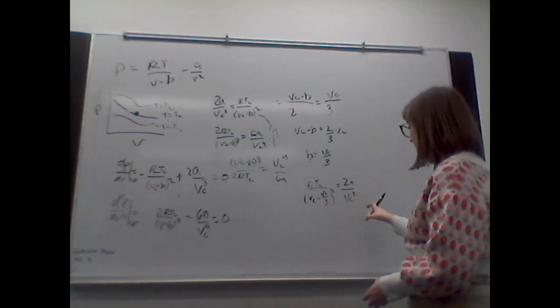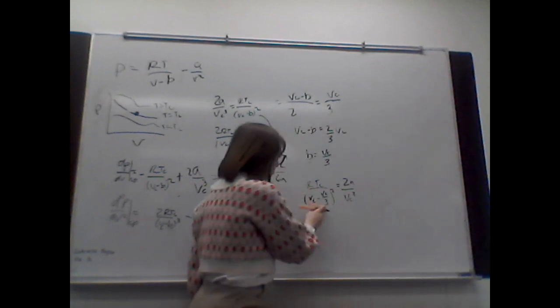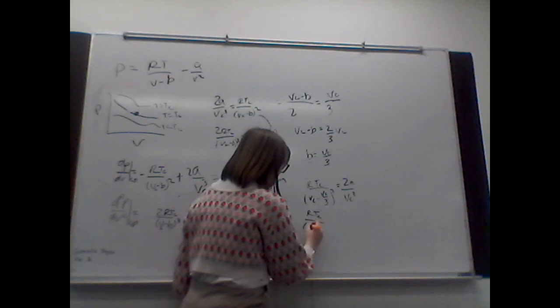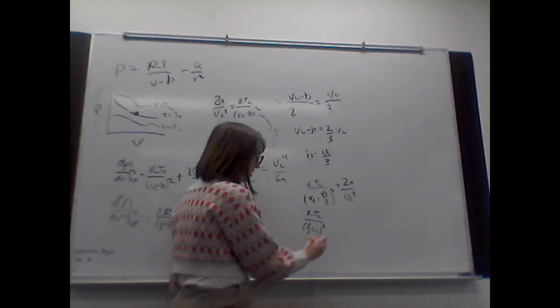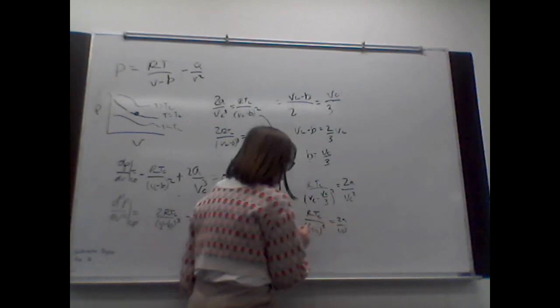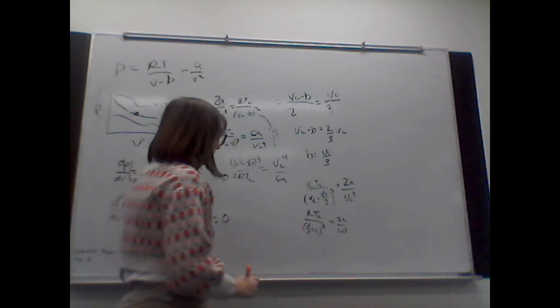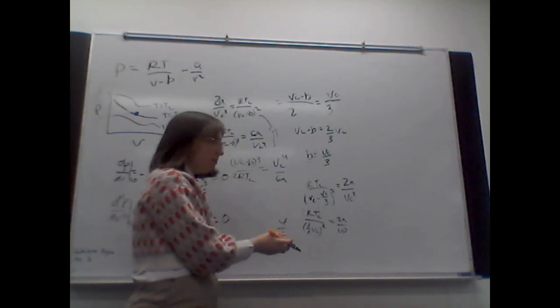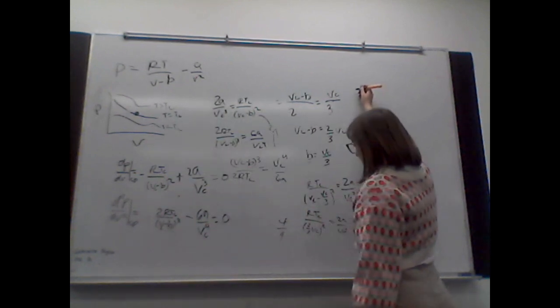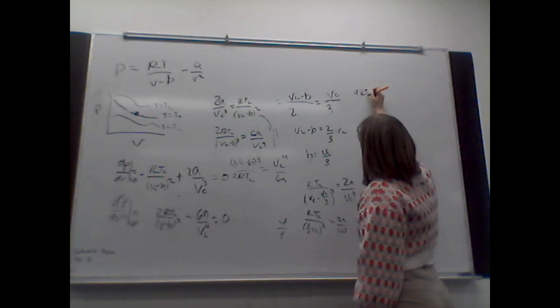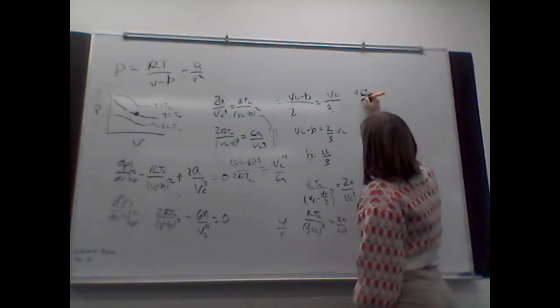All the B's are put in, so let's simplify this. This is 2/3 VC over squared, and this is 2A over VC to the 3rd. So this is going to be 4 and 9, and then you flip it, so the 9 goes on top. So it's going to be 9 RTC over 4.